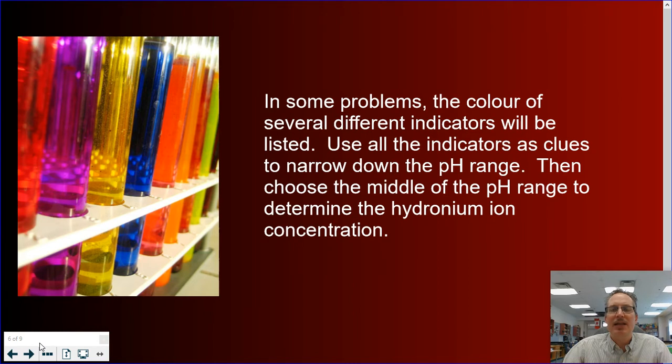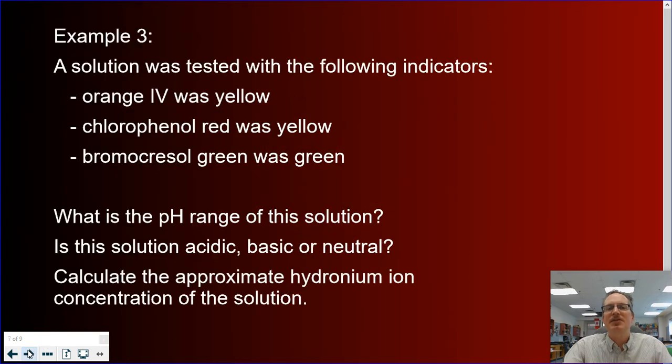Now, it has been easy so far. However, in some problems, the color of several different indicators will be listed. We will use all the indicators as little clues to narrow down the pH range, and then we will choose the middle of the pH range to determine the hydronium ion concentration. When I did this in class, I always told my students, think of it like you're a mini detective. Pick your favorite detective: Sherlock Holmes, Nancy Drew, Scooby Doo. It honestly doesn't matter to me. What we're going to do is use these clues from different indicators, and we are going to collect these little tiny clues.